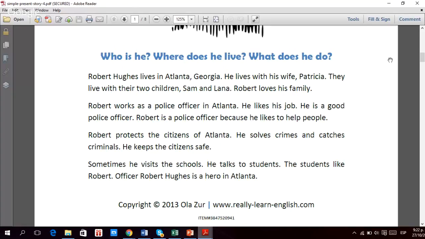I protect the citizens of Atlanta. I solve crimes and catch criminals. I keep the citizens safe. Sometimes I visit the schools. I talk to students. The students like me. Officer Robert. I am a hero in Atlanta.